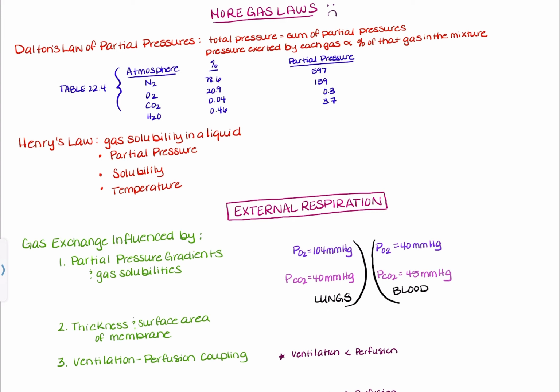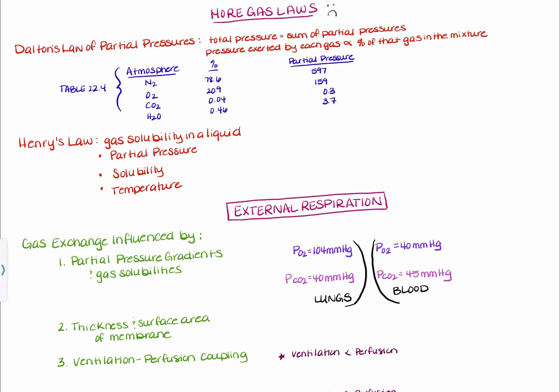The first one is Dalton's law of partial pressures. Basically, what Dalton's law is saying is that the total pressure of something is the sum of all the partial pressures of the different gases in the mixture. So when we said that atmospheric pressure had a pressure of 760 millimeters of mercury, that's the sum of all the partial pressures of gases that are present in our atmosphere.